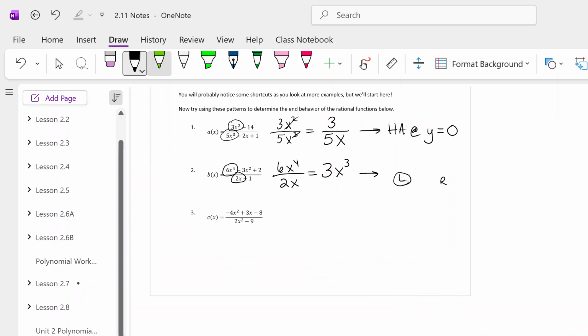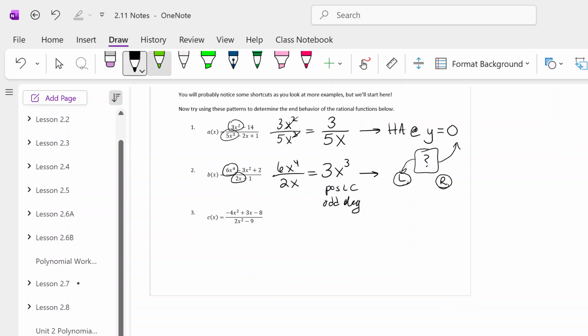So we have a positive leading coefficient, which should tell us our right side finishes up. We have an odd degree, which means our left side is going to go opposite. So a lot can happen in between, but ultimately our rational function will end with the right side going up and the left side going down.